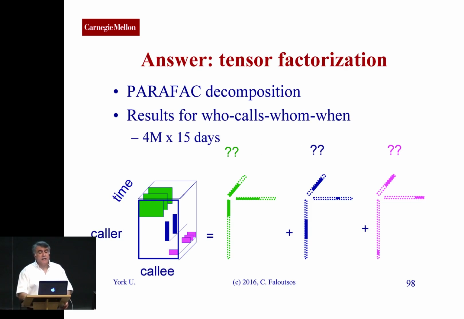So we did this on a real data set. The data was phone calls from a small country in Europe, 4 million people calling the same 4 million people over 15 days. So this is a 4 million by 4 million by 15 tensor, right? If we do the decomposition, we get several triplets.